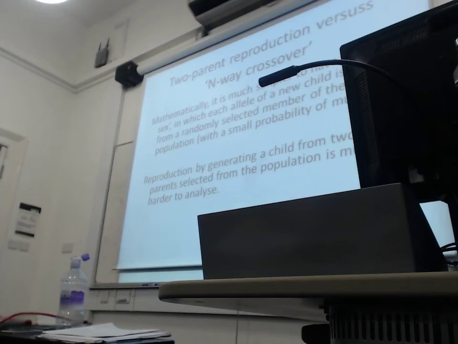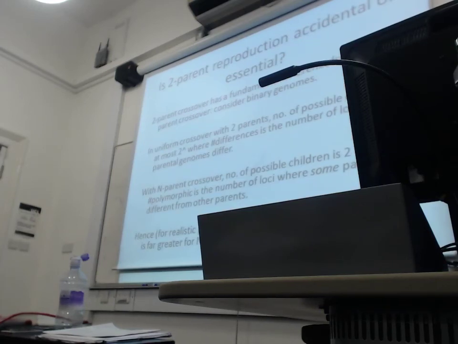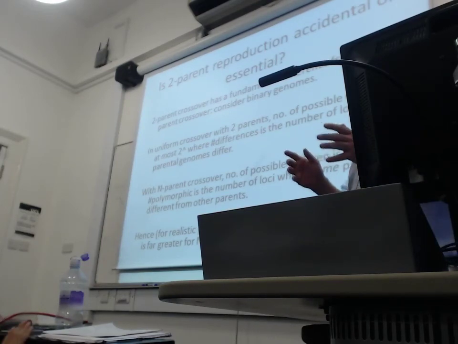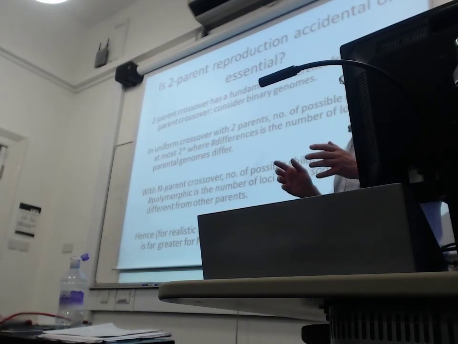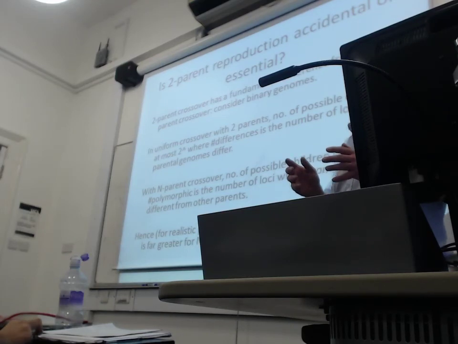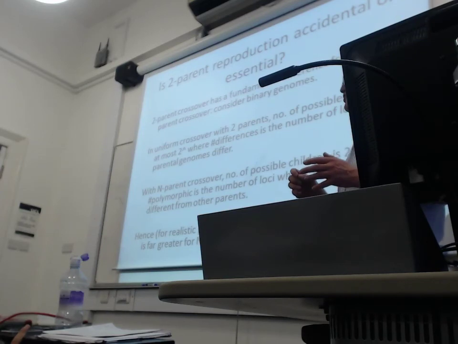So this is a simpler type of model. I'm just raising this question simply to note that I'm going to make this assumption. Because even if you think that two-parent reproduction really is important, I'm not going to analyze it. There have been some people who tried.